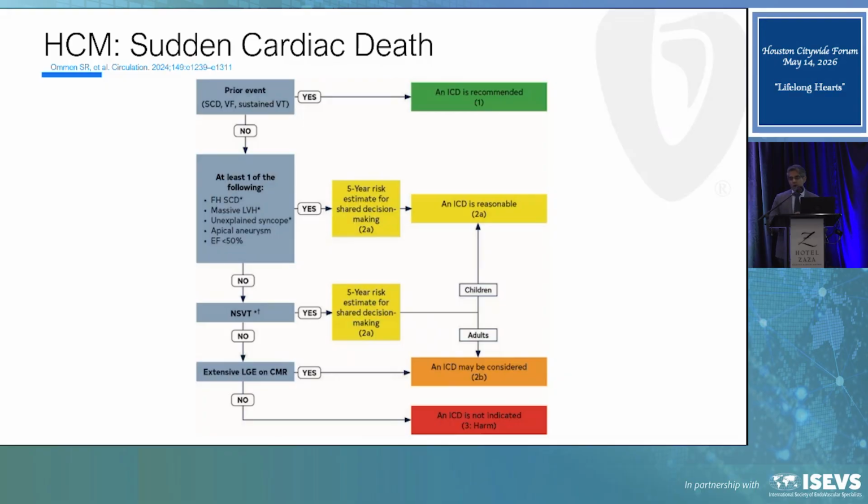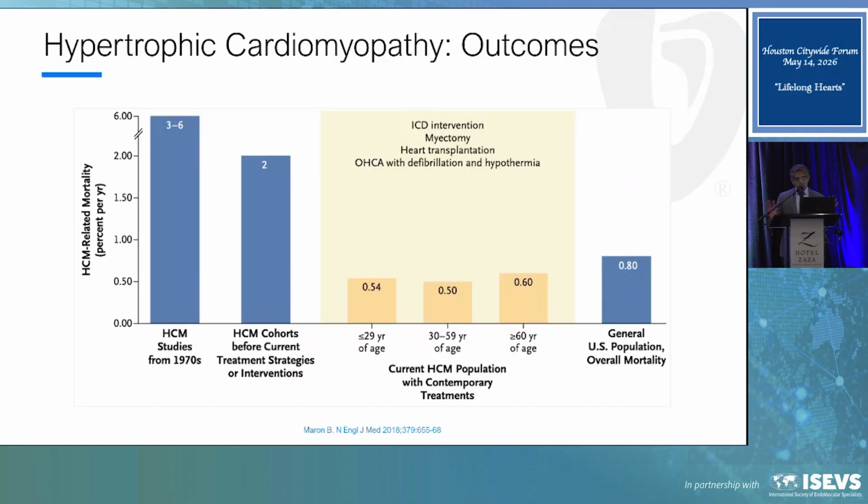We know that over the last multiple decades, the mortality for HCM has decreased significantly with careful risk stratification for sudden cardiac death. I won't get into the details, but if you look historically, in the 70s, HCM death rates were reasonably high, and with ICD intervention, myectomy, and heart transplantation, we've had a significant reduction in HCM mortality.